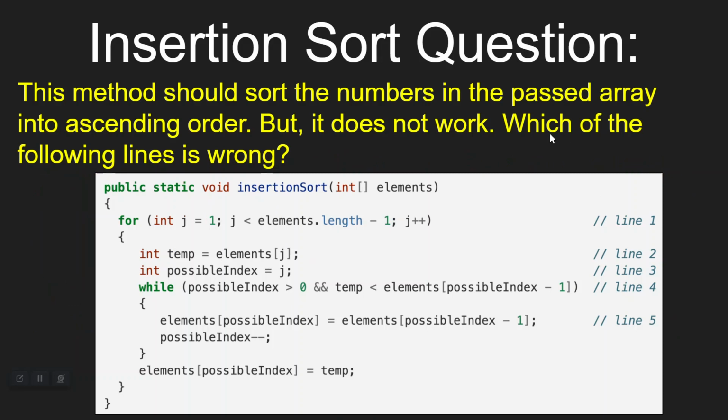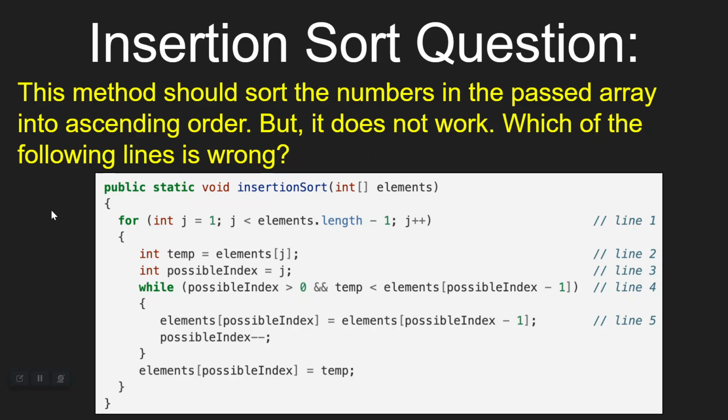Once again, we're looking at some program code here. This method should sort the numbers in the array that's getting passed in here into ascending order, but it does not work. Which of the following lines is wrong? So you've got 5 lines to choose from here. Go ahead and take a minute and read through what's here and see, can you spot the line that has the error? I'll give you a second to pause the video and check that out.